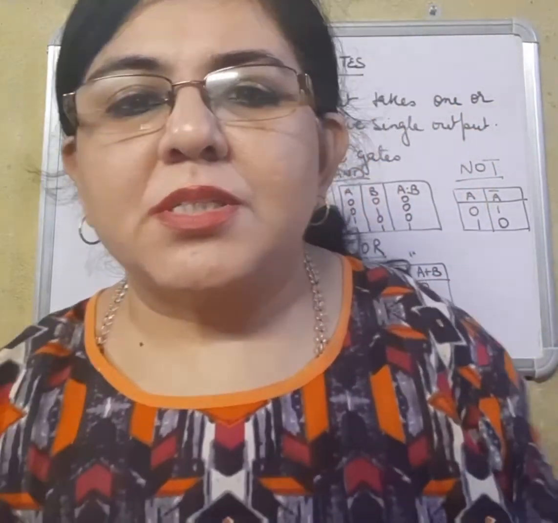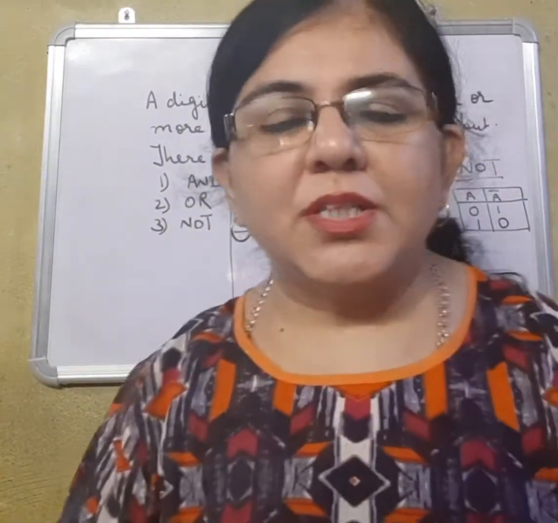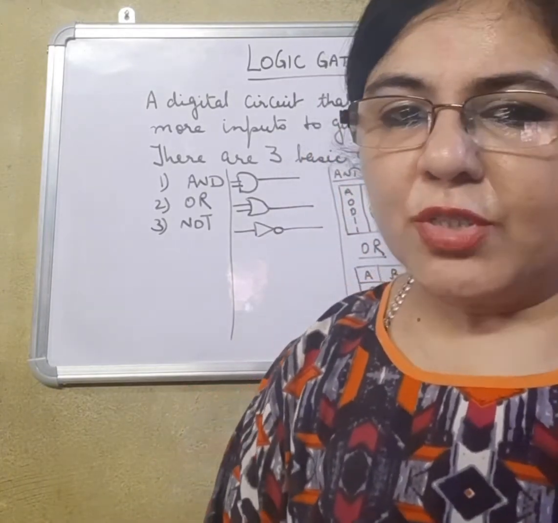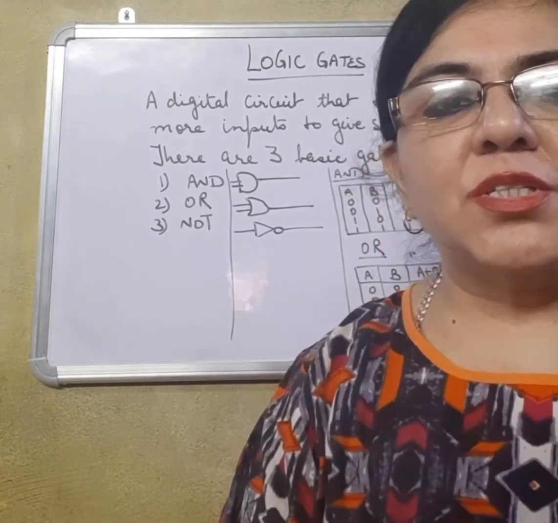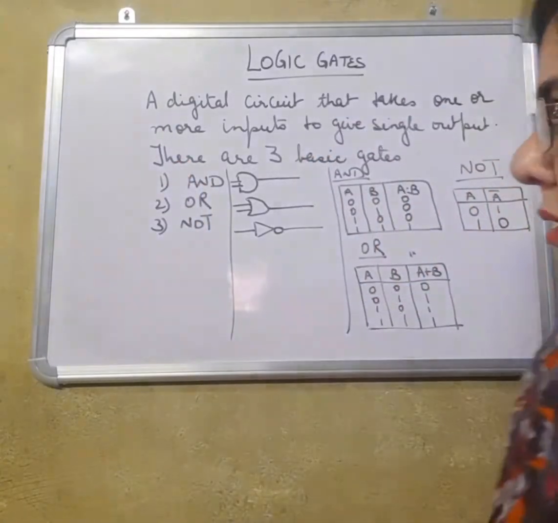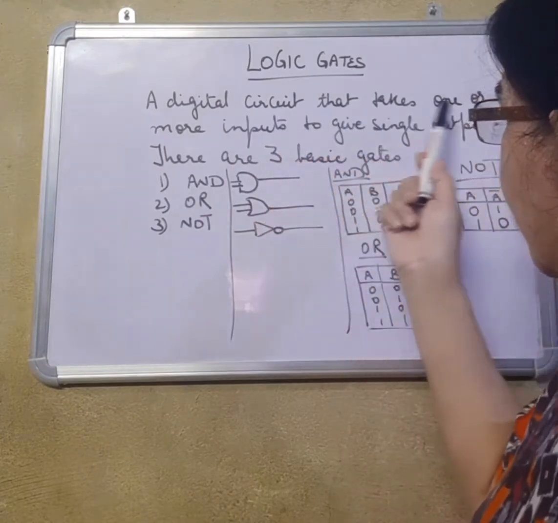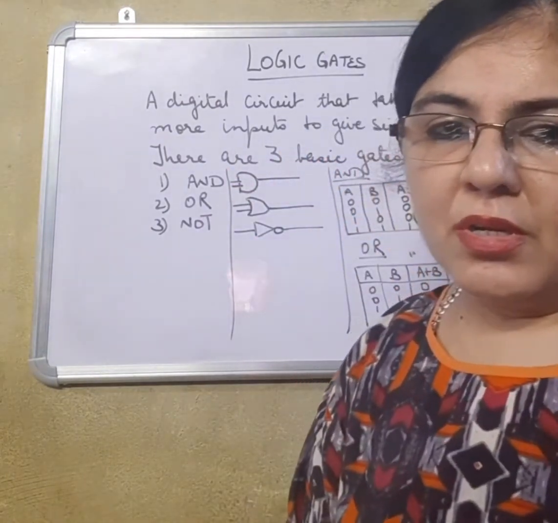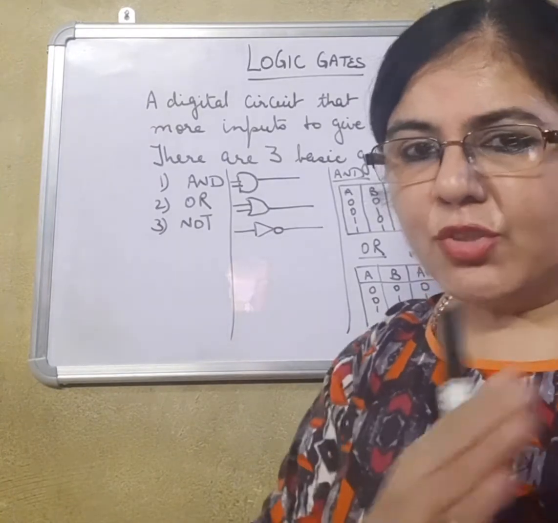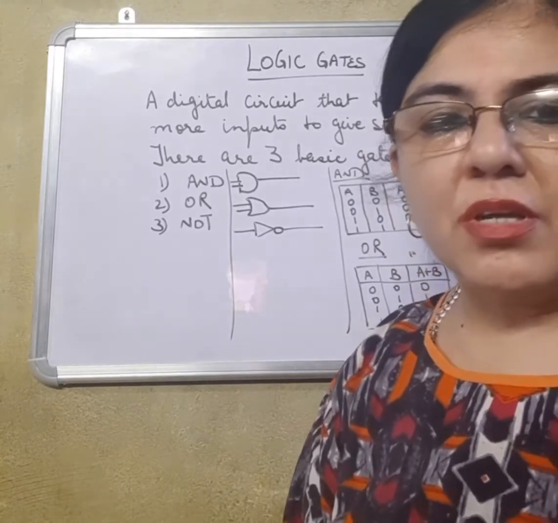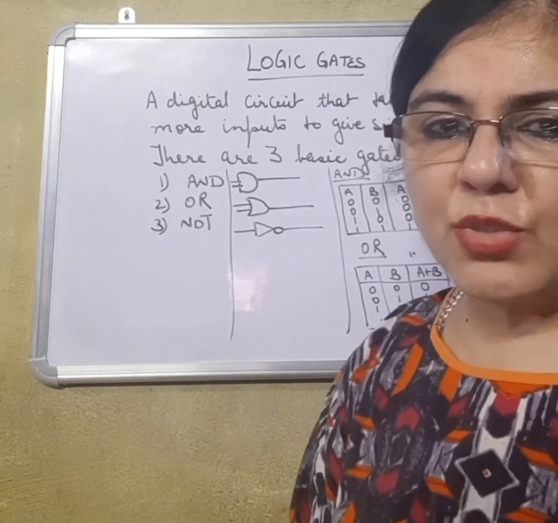Hello students, today we are going to study the topic logic gates and universal gates. First of all, the question is what is a logic gate? So here I have written the definition. The digital circuit that takes one or more inputs to give single output. So it is a circuit in which you can pass either one or more than one inputs, and after processing you get one single output.